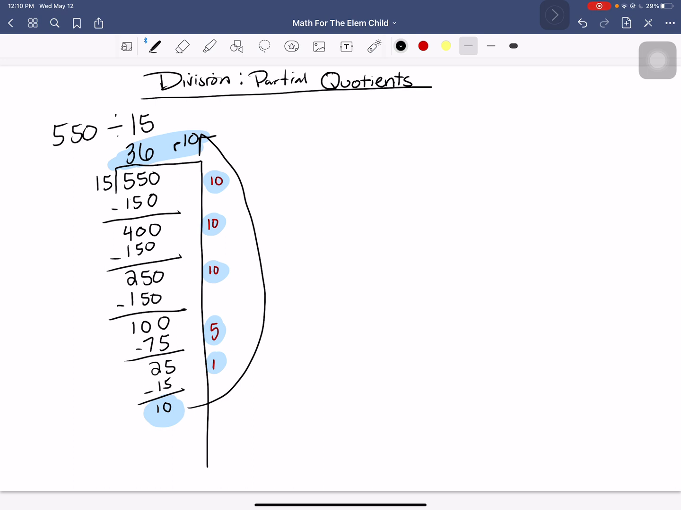Also, another tip to note that when we are doing partial quotients, we do want to subtract down as many times as we can until we get to 0, if we are able to get to 0. In 550 divided by 15, we cannot get down to 0. That's why we have the remainder of 10. So let's try another problem.